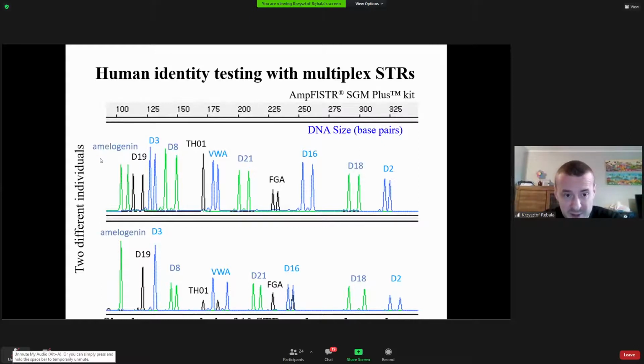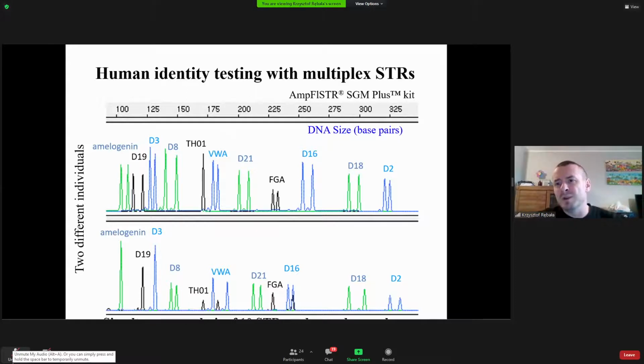Okay, and here is an example of results of multiplex PCR and amplification of STR markers with primers labeled with different fluorescent dyes. So you can see there are 2 individuals here. They have different gender. One of them is a male, and the other one is a female.